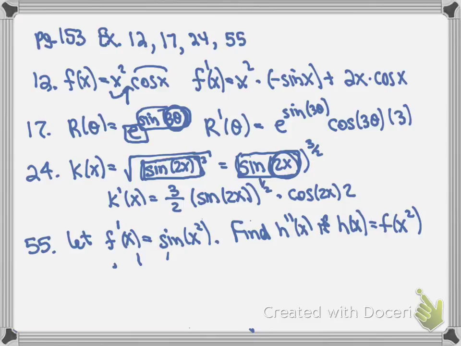So first I'm going to find h prime. I'm going to differentiate this function here. Notice as a composition, I'm composing the function x squared with the function f. So really the last thing I do is f, so I need to differentiate that first. This is f prime at x squared, multiplied now by the derivative of x squared, which is 2x.